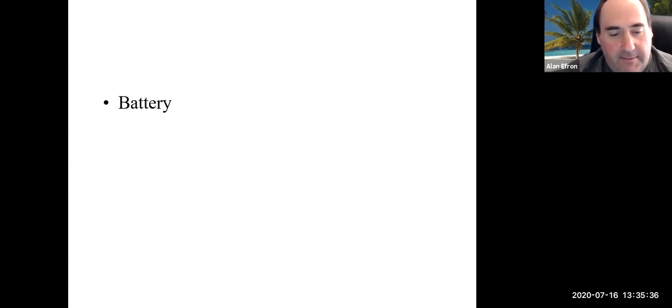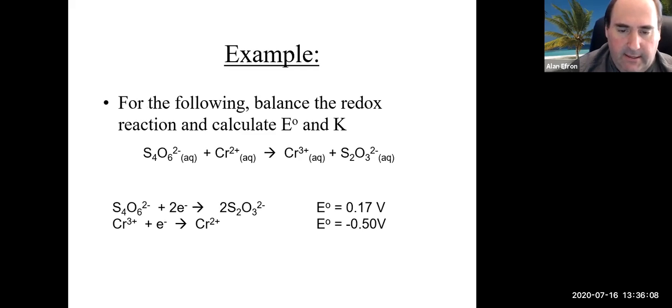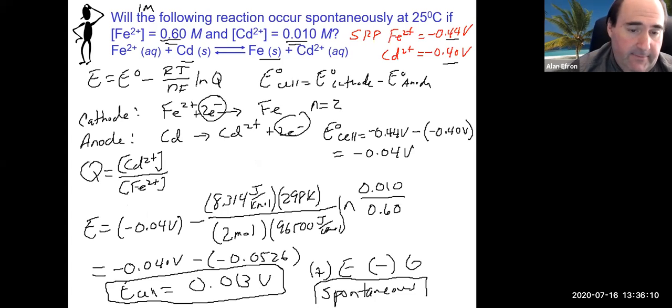All right, so we're continuing on with electrochemistry. Last time we finished up talking about the Nernst equation. Remember that the Nernst equation is related to that earlier equation we saw, where E naught equals RT/nF natural log of K, the equilibrium constant. The Nernst equation is E equals E naught minus RT/nF natural log of Q.